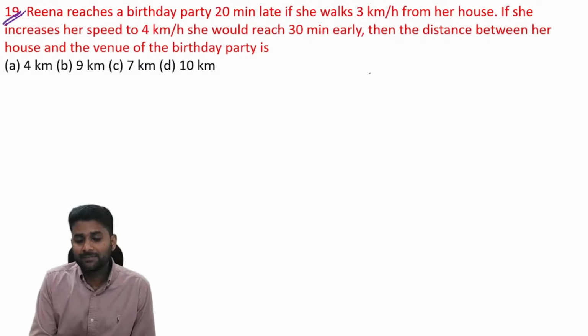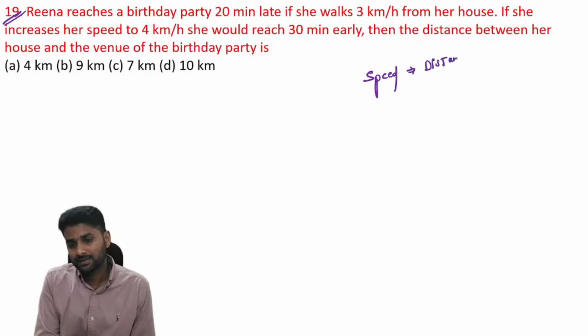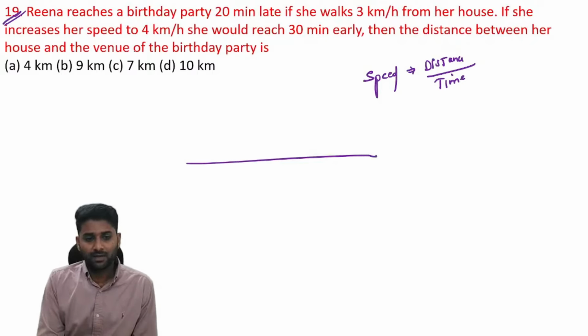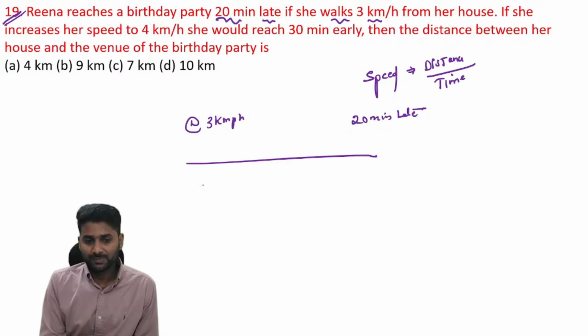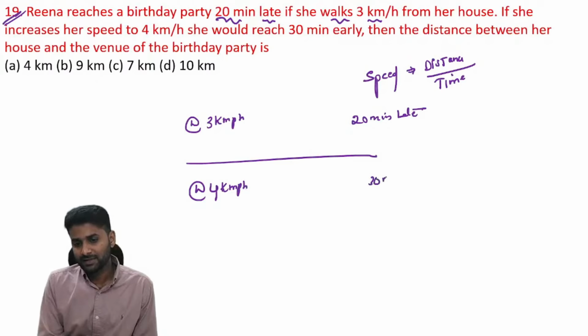See, time, speed, distance. Speed is all about distance by time. Now there is a distance. Reena reaches a birthday party 20 minutes late if she walks at 3 km per hour. If she increases her speed to 4 km per hour, then that person reaches 30 minutes early.